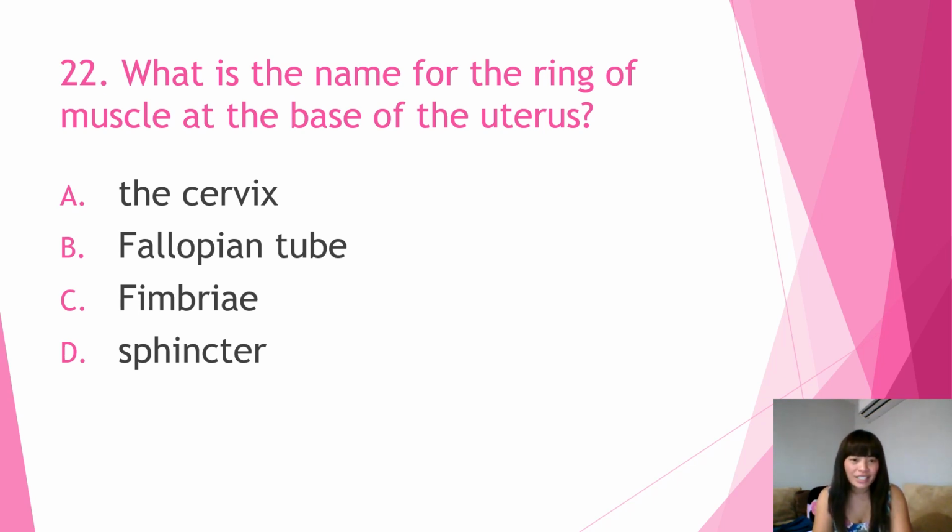A, the cervix. B, fallopian tube. C, fimbriae. Or D, sphincter. Okay, the answer is the cervix. So the cervix is the ring of muscle at the base of your uterus. Okay, and it's active during pregnancy or childbirth.